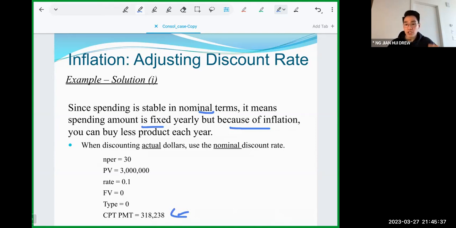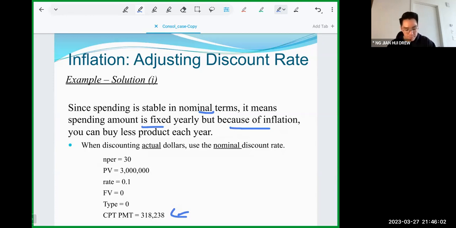So I'll not jump to Excel, but you can do it in Excel to calculate the payment. But I've given you the various inputs here because we know that it is for 30 years, right? The present value now, we know that we have 3 million. We have 3 million. And we have 10%.